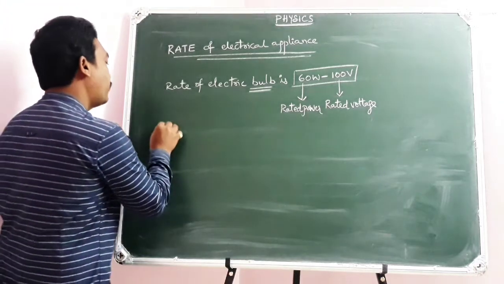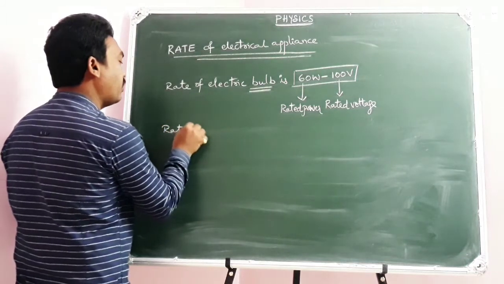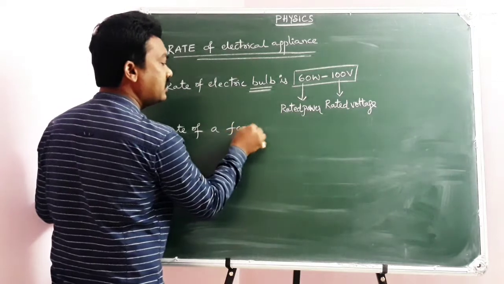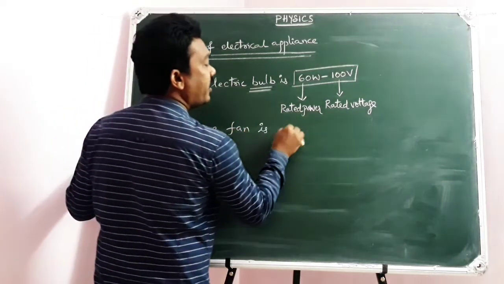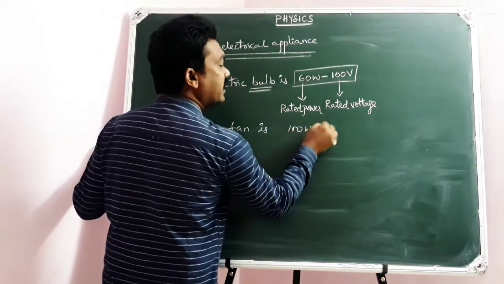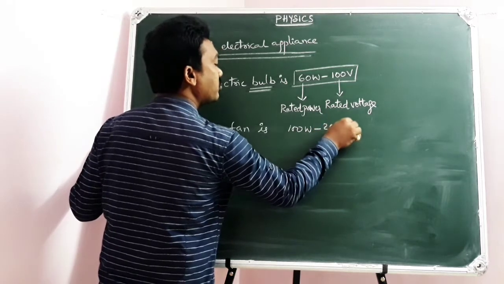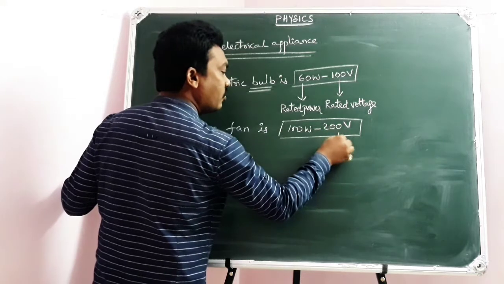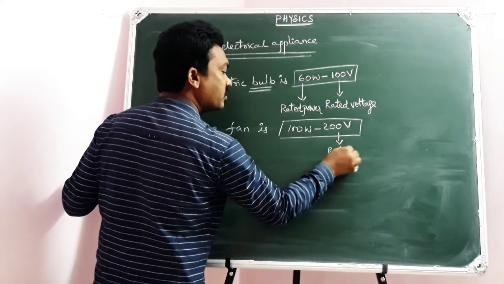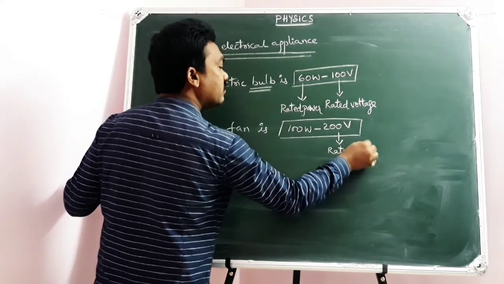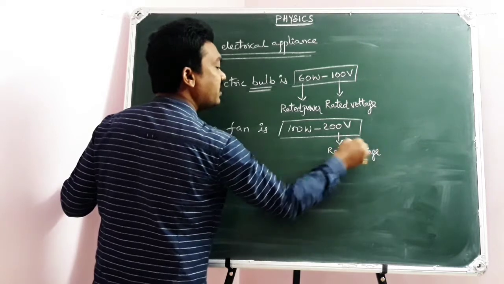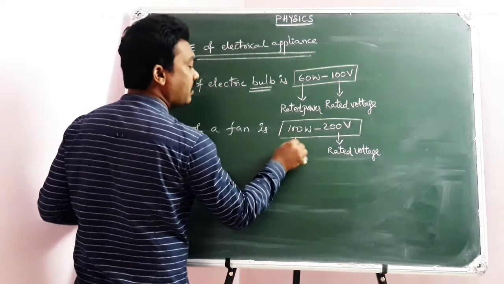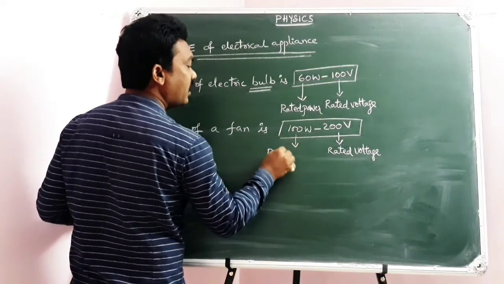For example, if the rating of a fan is 100 watt at 200 volts, it means that its rated voltage is 200 volts. So the potential difference across the fan should not exceed 200 volts and the maximum power it can consume is 100 watt.